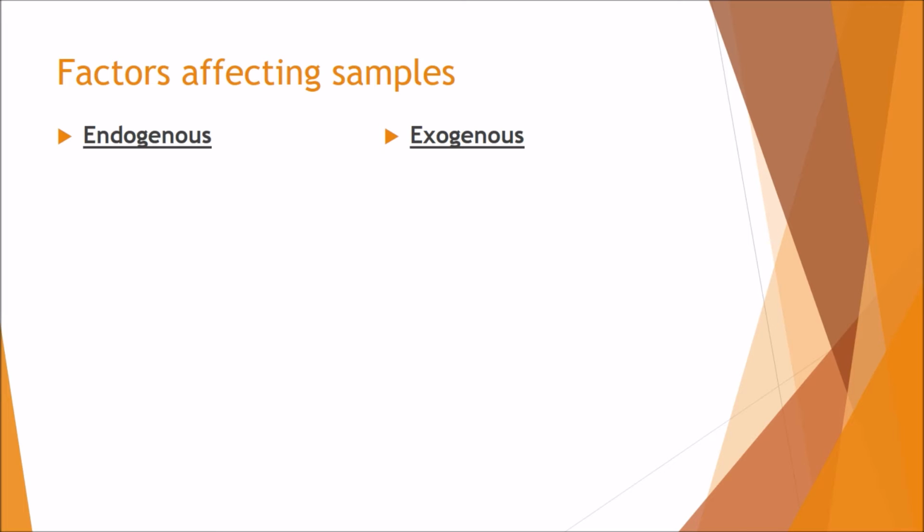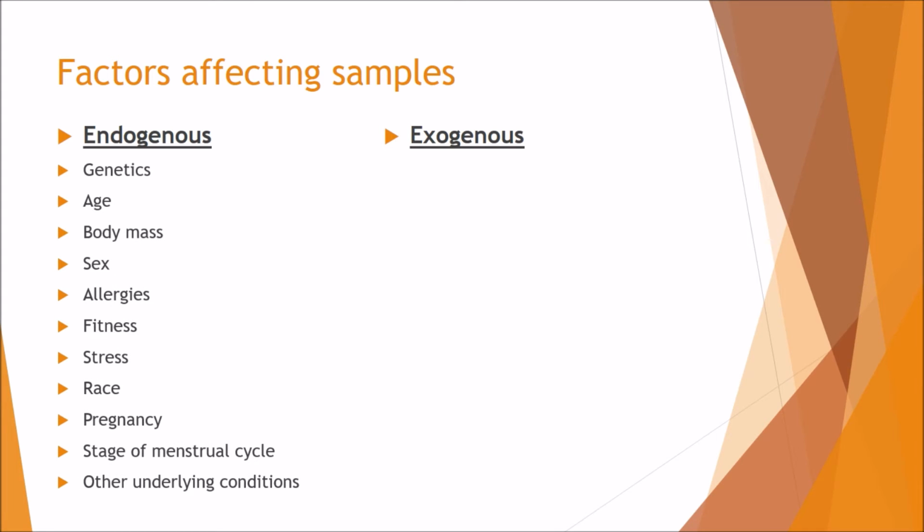Okay, so let's just see what sort of examples you came up with. So here's a list of examples of endogenous factors. We've got things like genetics, age, body mass, sex or gender, allergies, fitness, stress, race or ethnicity, pregnancy, stage of the menstrual cycle, or the prevalence of any other underlying conditions. So probably immediately, straight away, you can tell that some of these we cannot change just yet.